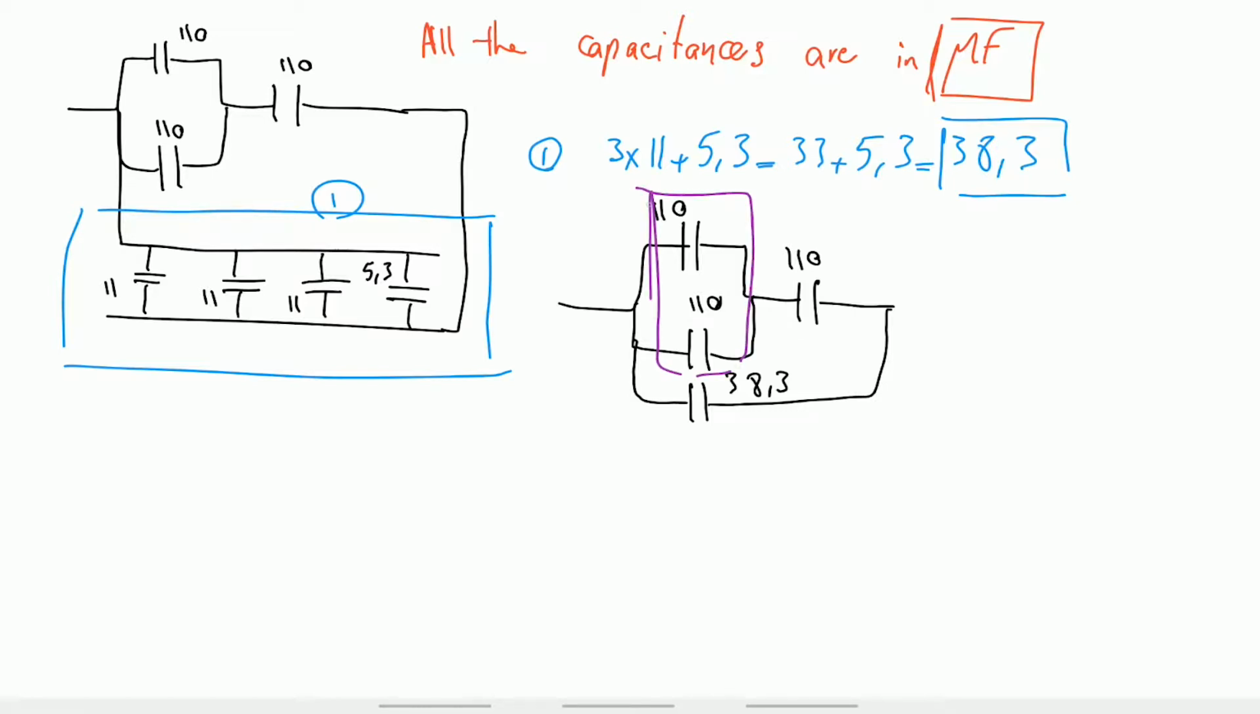I want to simplify this part. As they are also parallel, their capacitances will sum up. After these calculations, if we want to calculate the third part of the simplification, we can draw the circuit like this.